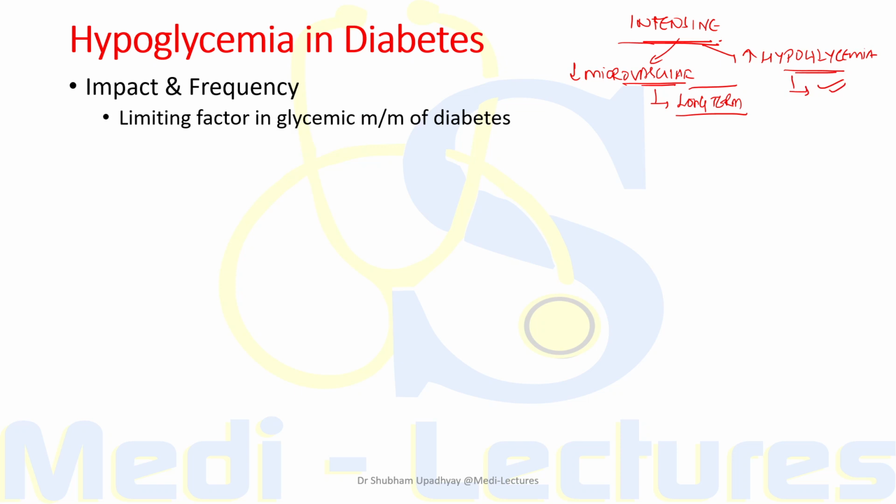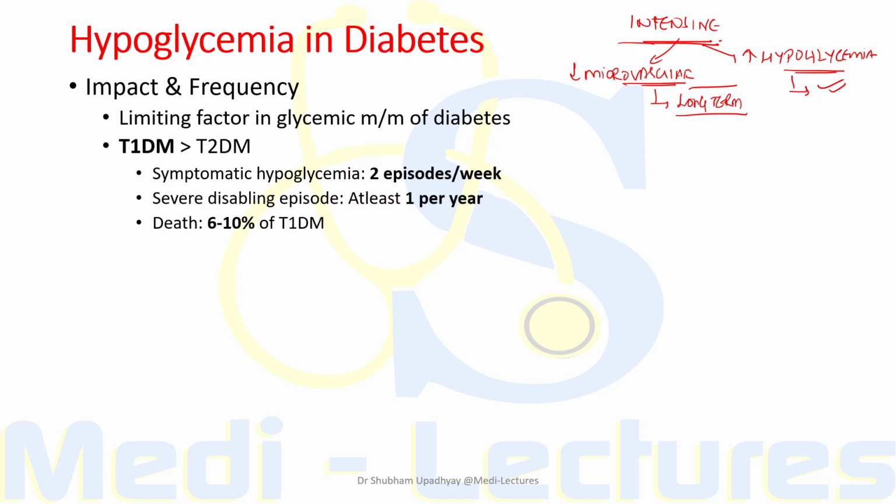As the patients with type 1 diabetes are treated with insulin as the initial treatment, the risk of hypoglycemia is more in such patients. So these patients have 2 episodes per week of symptomatic hypoglycemia and at least 1 episode per year of severe disabling hypoglycemia. Now, hypoglycemia is the cause of death in 6 to 10% of type 1 diabetes patients. Now, obviously, the incidence of hypoglycemia is lower in type 2 diabetes, but we more commonly see patients of type 2 diabetes presenting with hypoglycemia as its frequency is more than type 1 diabetes.